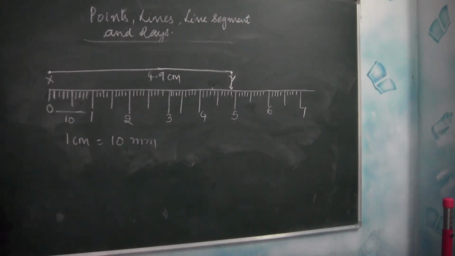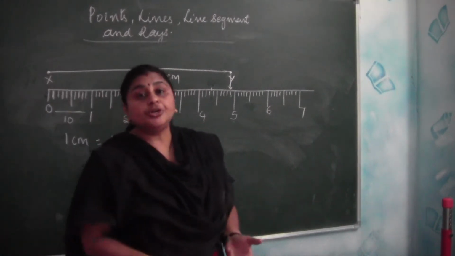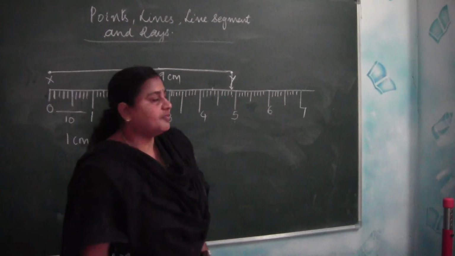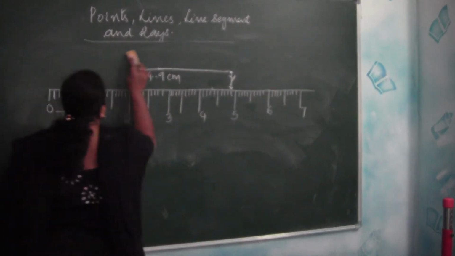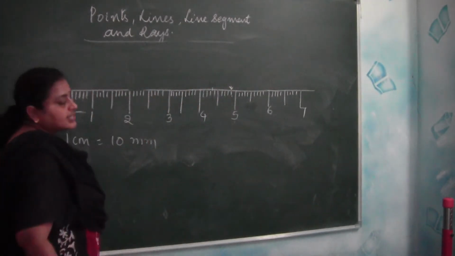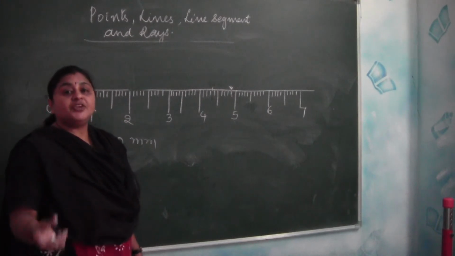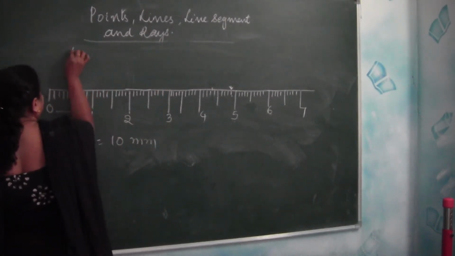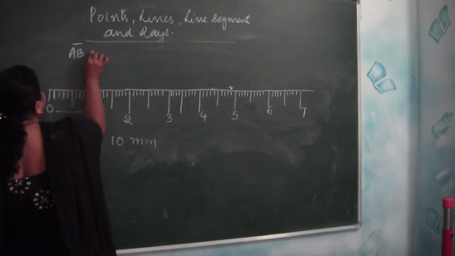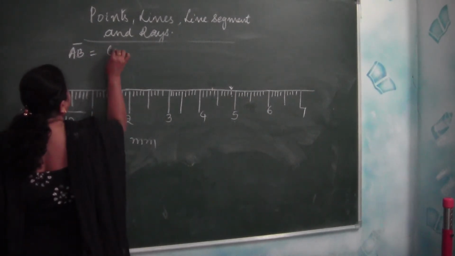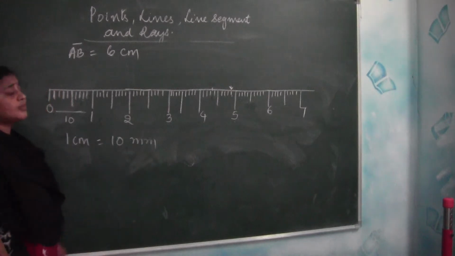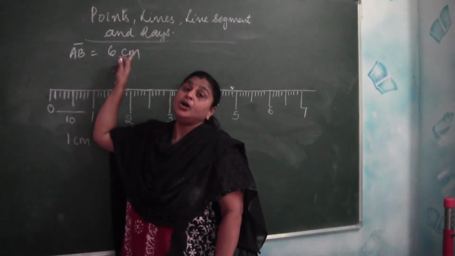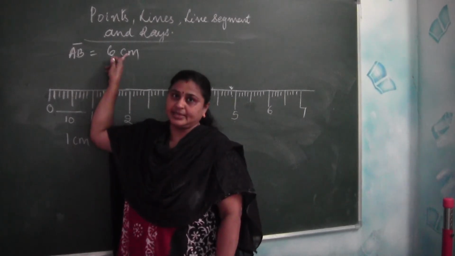Now let us learn how to draw a line segment when the measurement is given. To draw or to measure a line segment or a line, generally we use the scale. Got it, children? Now, I have line segment AB as 6 centimeters. I have to draw the line segment AB whose measurement is 6 centimeters.